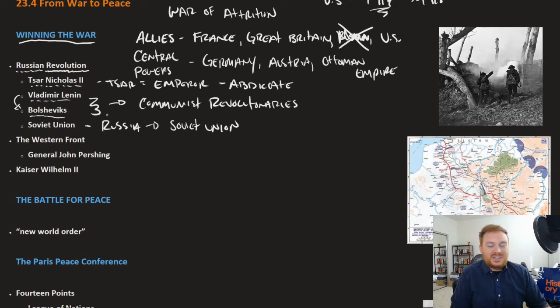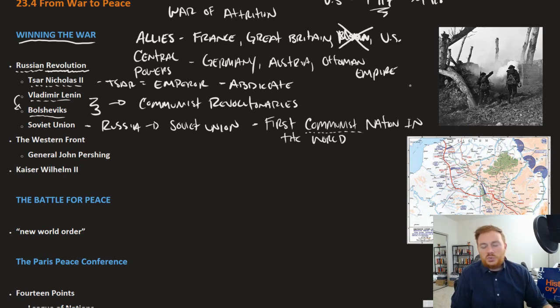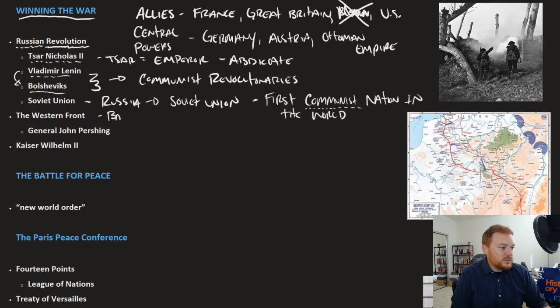Vladimir Lenin and the Bolsheviks defeated all of their other rivals in the Russian Civil War and secured that nation as the Soviet Union around the early 1920s, which made it the first communist nation in the world. And this was very alarming for the United States, not just because the Russians had bowed out, but the fact that this was a communist state, which was something the United States certainly opposed at this time, and especially later on.